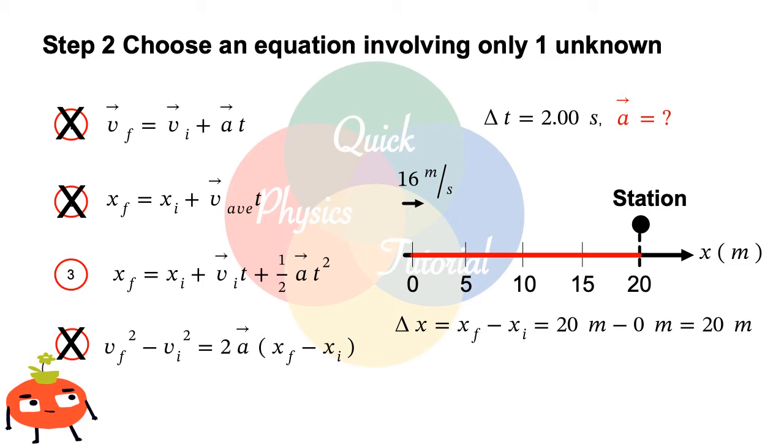Now we proceed to equation 3. In this equation, the only unknown variable here is the acceleration. The rest of the variables are given in the problem, like the xf, xi, vi, and t. So we can use equation 3 to solve for letter A.